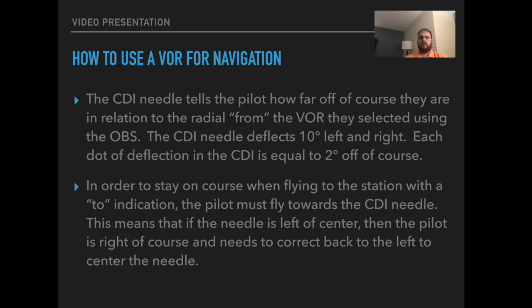The CDI needle tells the pilot how far off the course they are in relation to the radial from the VOR they selected using the Omni Bearing Selector. The needle deflects 10 degrees left and right. Each dot of deflection in the CDI is equal to 2 degrees off course. In order to stay on course when flying to the station with the "to" indication, the pilot must fly towards the CDI needle. This means that if the needle is left of center, then the pilot is right of course and needs to correct back to the left to center the needle.